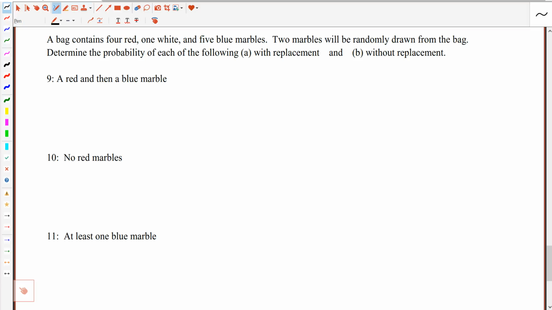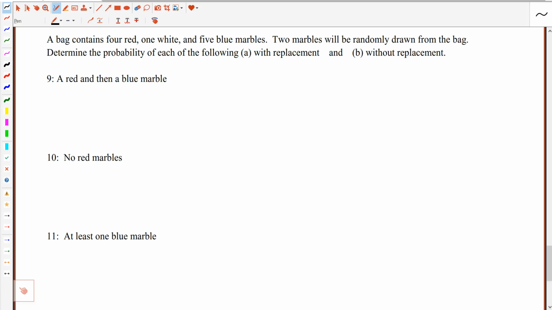In this next example, we're going to have a bag containing marbles, but it's going to be a little bit different than the example we looked at previously because there's not going to be just one of each color. So in this bag, there's going to be 4 red, 1 white, and 5 blue marbles. So we're going to pull 2 marbles from the bag, and we're going to find the probability of each of these following scenarios, looking at what would happen if you replace the marbles in between the pulls, versus in part B, we're going to find if you do not replace the marbles in between the 2 pulls.